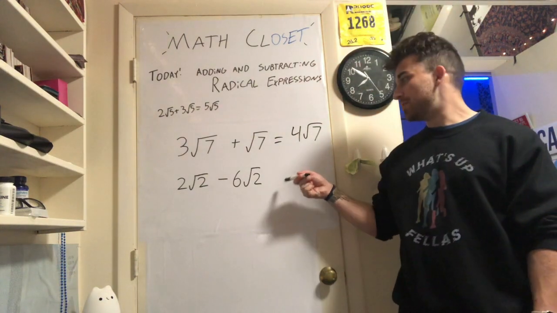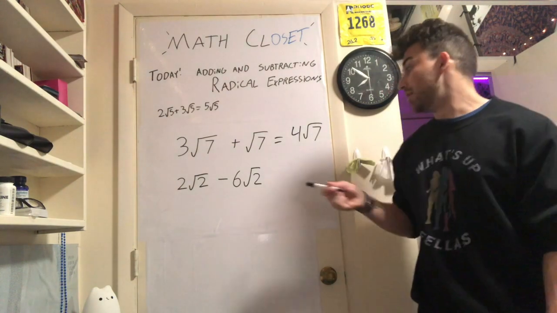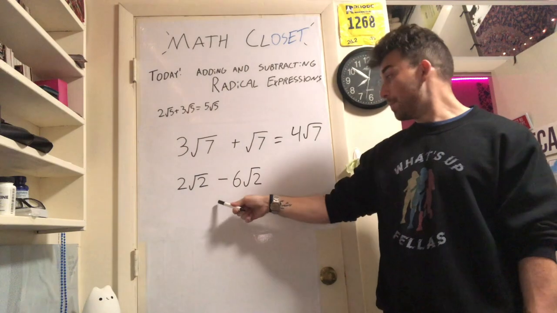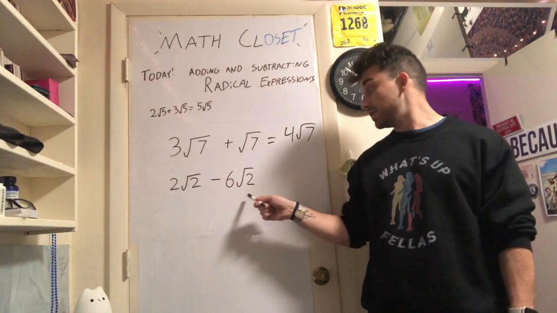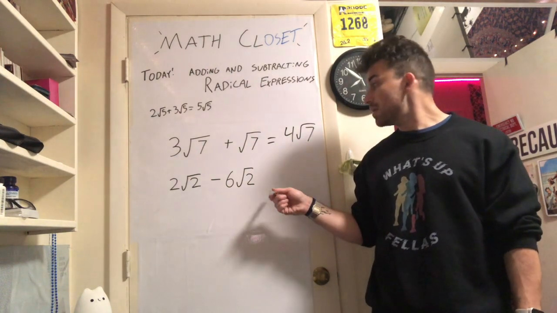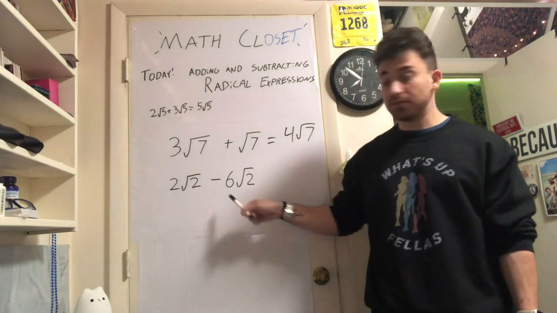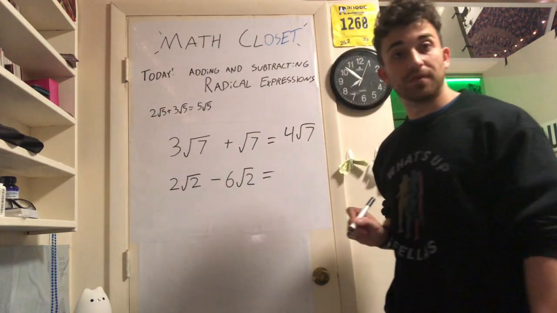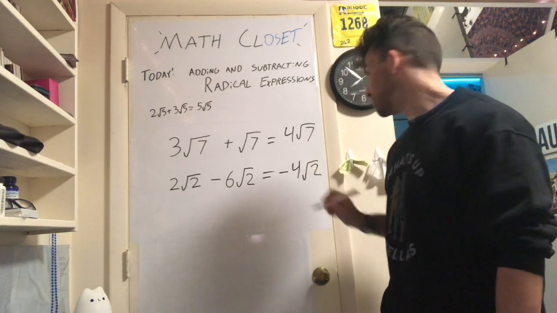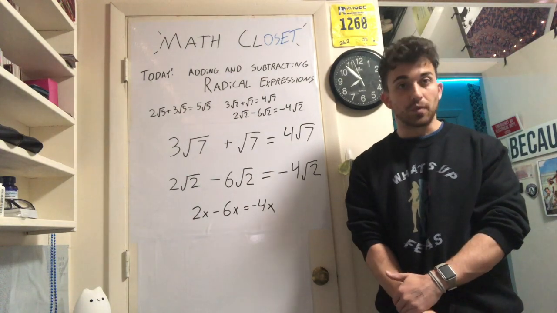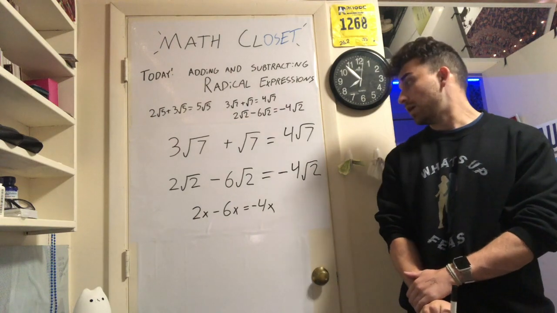Moving on to the bottom expression, I wanted to make sure you guys saw an example with subtraction. So here you'll see 2 radical 2 minus 6 radical 2. So you'll see 2 is in the radicand for both of these terms. That means we can combine them. And so all I'm going to do is say, okay, 2 minus 6. 2 minus 6 is negative 4. And so this simplifies out to negative 4 radical 2. So just like when we're adding and subtracting variables, you can have negative results.